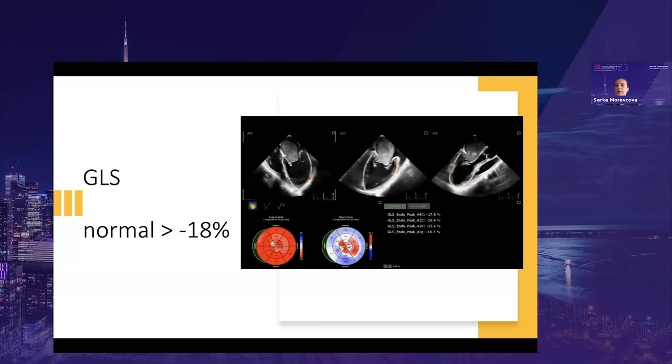So global longitudinal strain is obtained with speckle tracking, but also with tissue Doppler. It's basically a relative length change of the left ventricle myocardium between end-diastole and end-systole. It's a measurement of the global systolic function using three standard views, and then the average, the normal value, is above minus 18%. These pictures are from a Philips machine using Tomtec software. It is easy to measure.